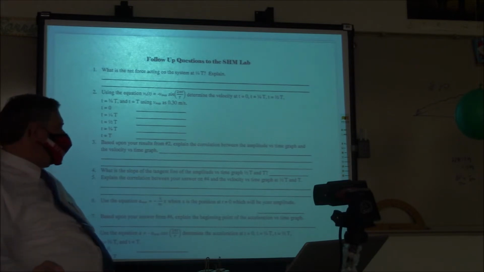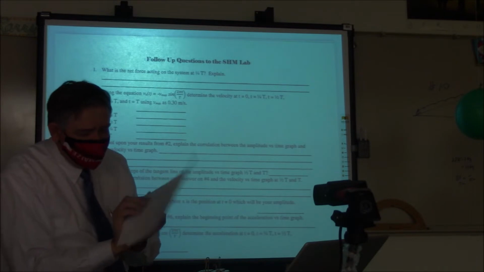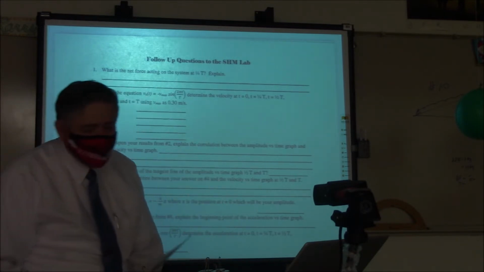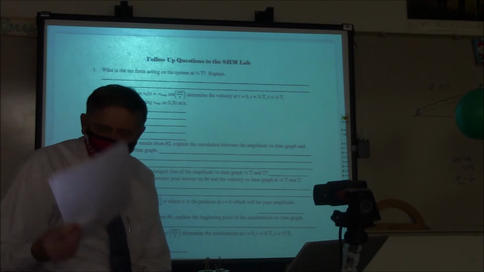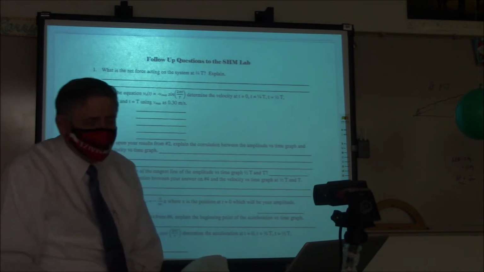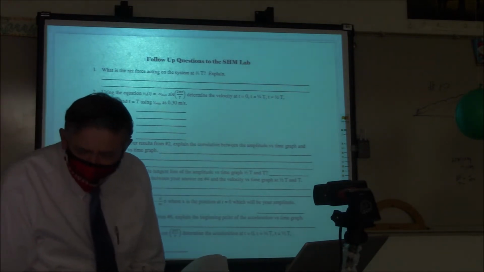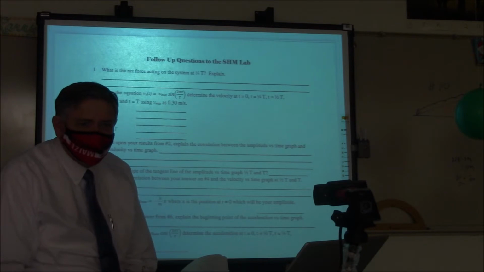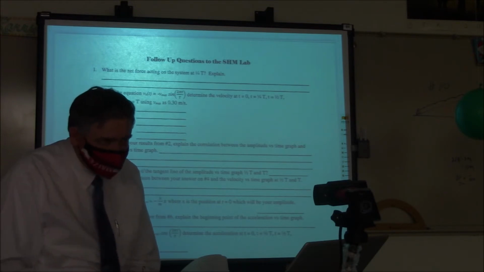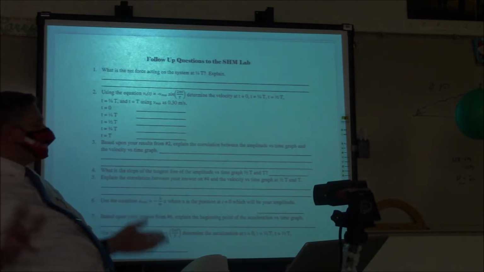So go to 1/4 T. Go to your acceleration-time graph and figure out what the acceleration is at 1/4 T. Dina, what's my acceleration at 1/4 T? Zero. So I have no acceleration at 1/4 T, so what's the value of my net force? Zero. I'm not saying there aren't forces acting on the system. I'm just saying that the net force is equal to zero.